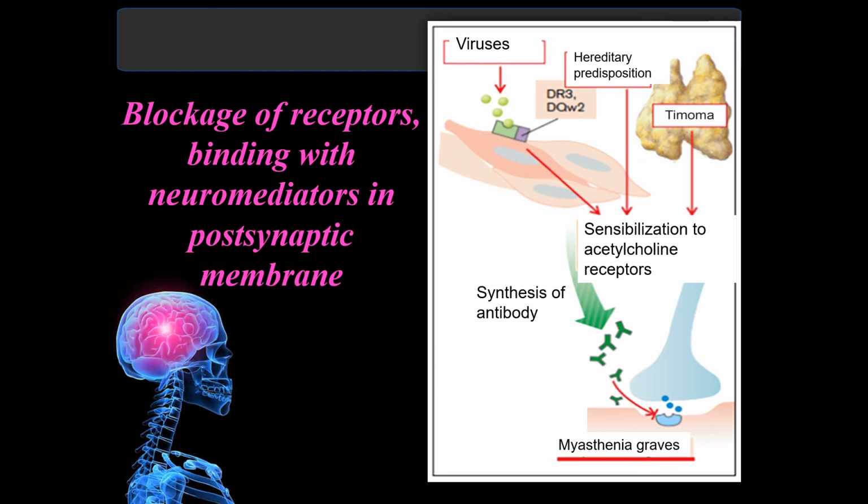In addition, blockage of the postsynaptic receptors can also occur due to autoantibodies synthesized against them. For example, during myasthenia gravis, autoantibodies synthesized against acetylcholine receptors on the postsynaptic membrane inhibit the action of the acetylcholine.